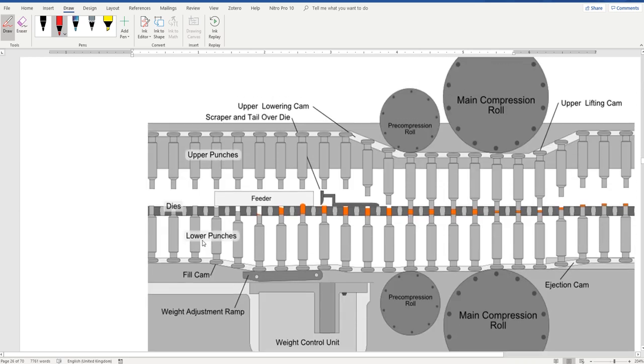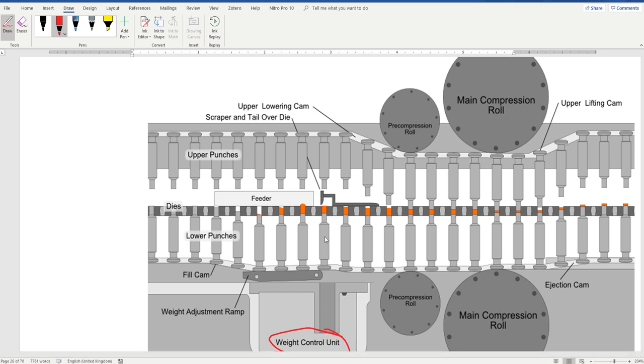Here you will see the diagram of the rotary tablet machine. You will see here the feeder, which is the hopper shoe. Here you have the upper punches, here you have the lower punches. The lower punches will descend. Of course, this is to control the weight of the tablet.